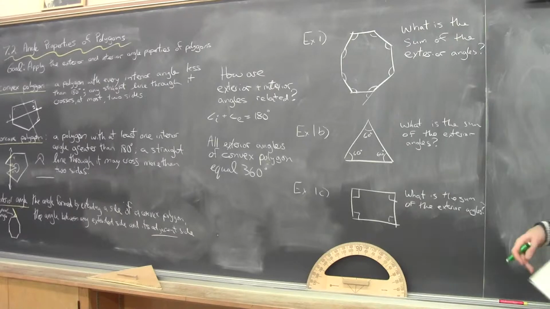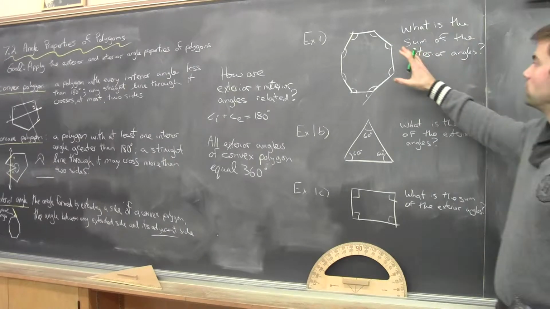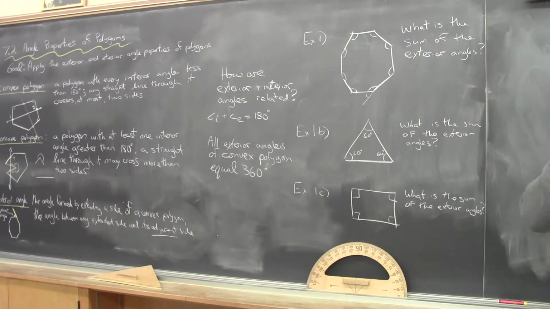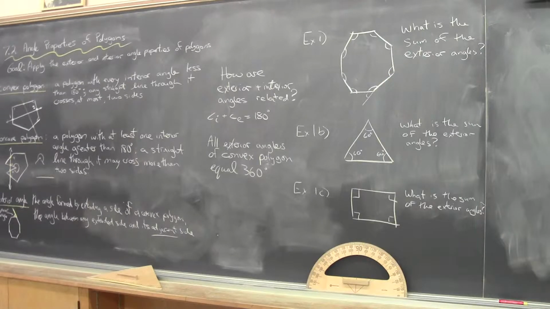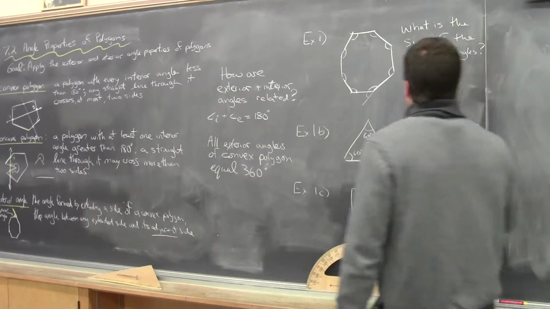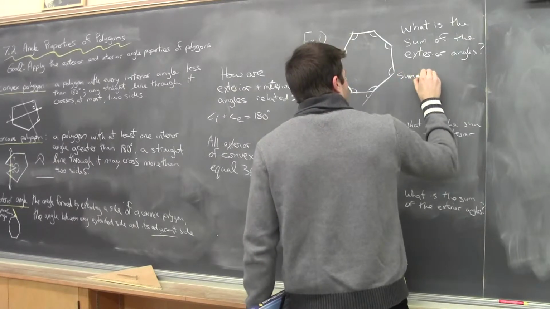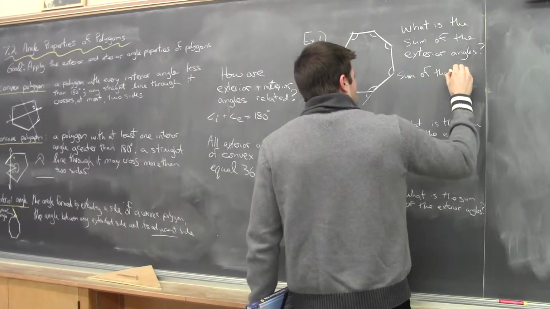Okay. So what is the sum of the exterior angles? So in order to do that, one of the things we can do first is to find the sum of the interior angles. If we know the sum of the interior angles, we can figure out how many angles there are, divide those by the number of angles there are, then we'll know how much each interior angle is, and then we can find out how much each exterior angle is. Okay, so first let's start off finding the sum of the interior angles.